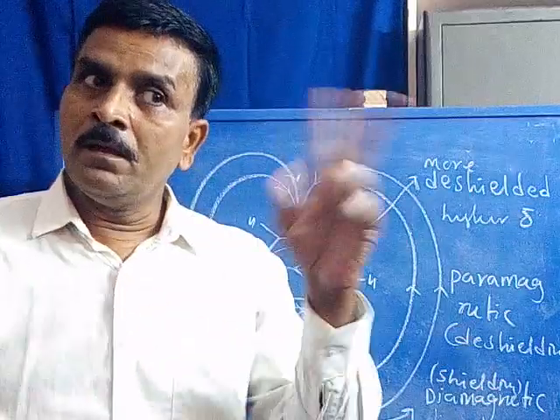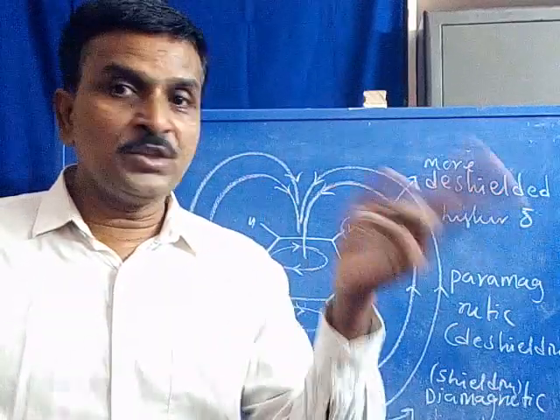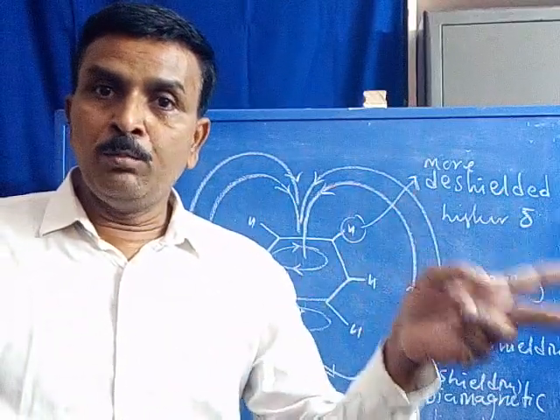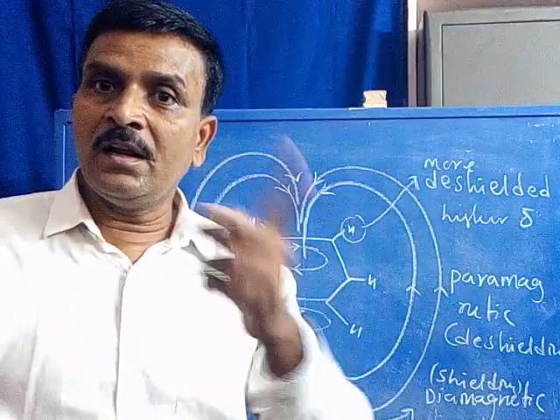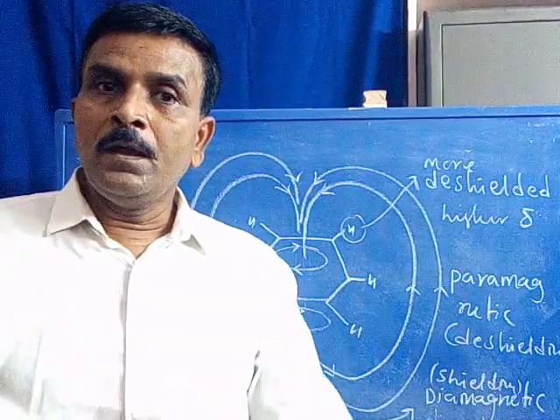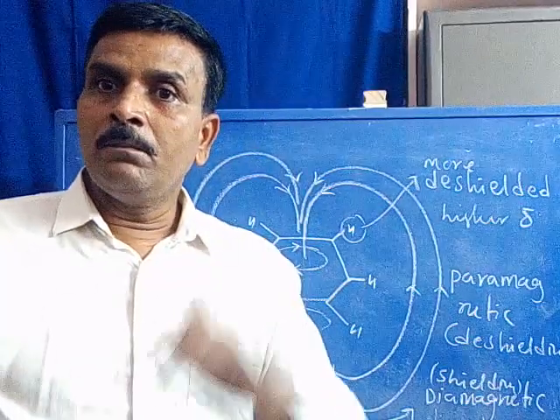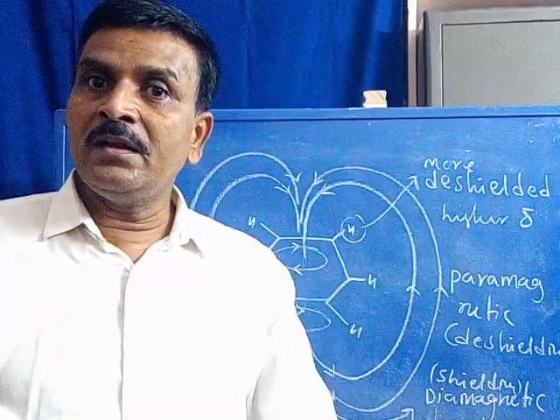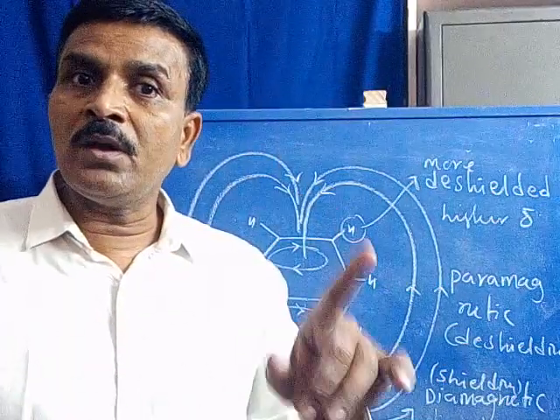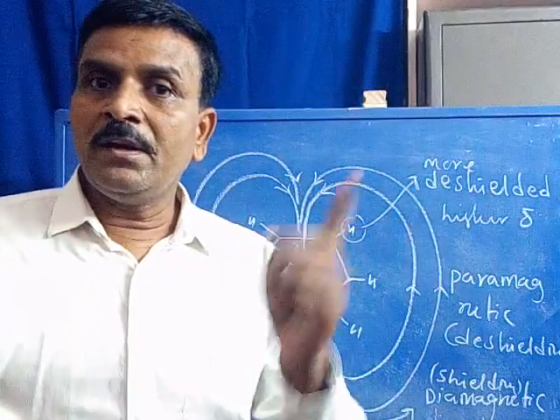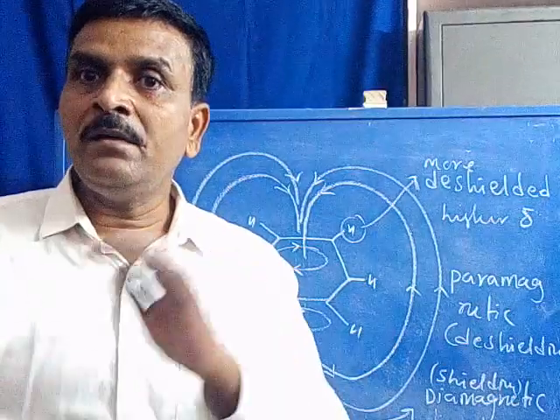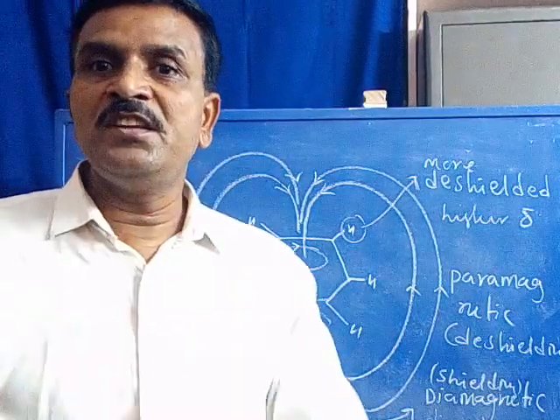Are you following? Both are sp2, both are planar. In both cases, the protons are lying under paramagnetism. In both cases, the protons are de-shielded. But in alkene, the protons are less de-shielded. But in aromatic or benzene, the protons are more de-shielded. Why?